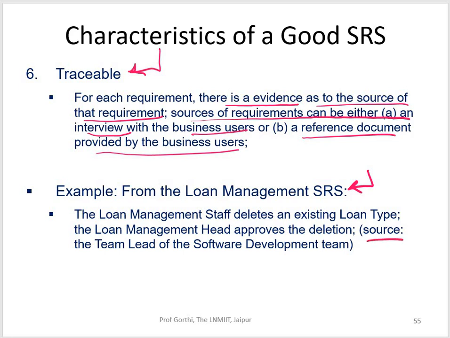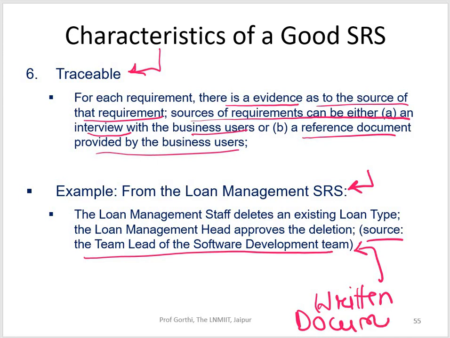Now, next is traceable. Alright, requirements need to be traceable. For each requirement, there is evidence as to the source of that requirement. Sources of requirements can either be an interview with the business user or a reference document provided by the business user. For example, in the same loan management system, the loan management staff deletes an existing loan type.